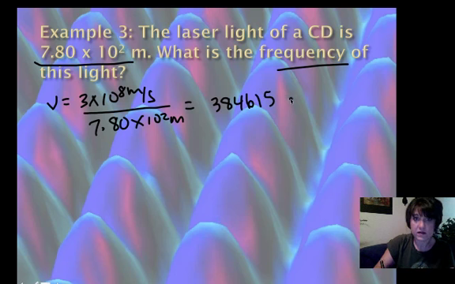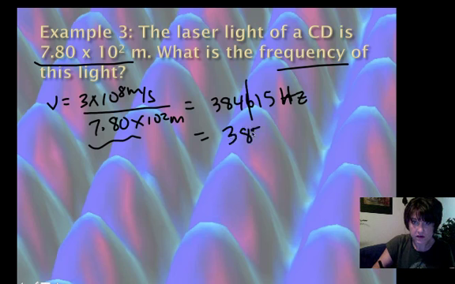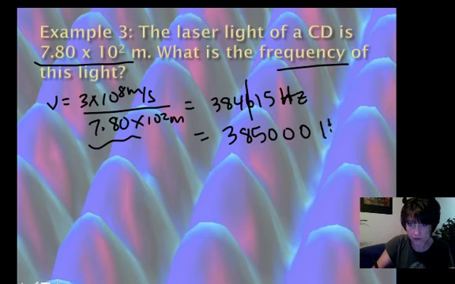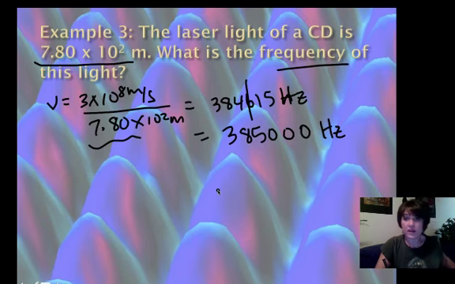384615 meters, no, hertz, because it's frequency, right? So let's round this. This number has 3 sig figs, so 385,000 hertz would be the frequency of the laser light of a CD player.